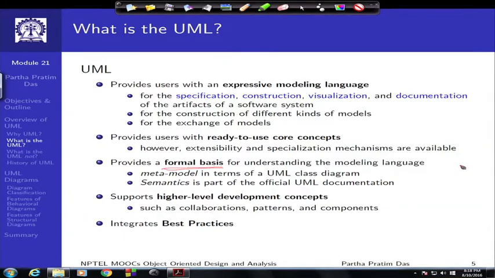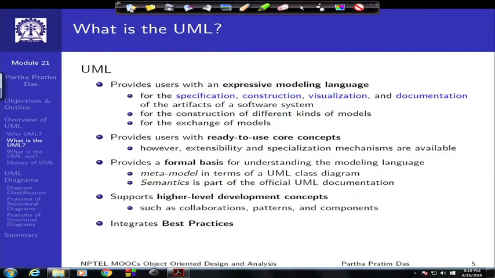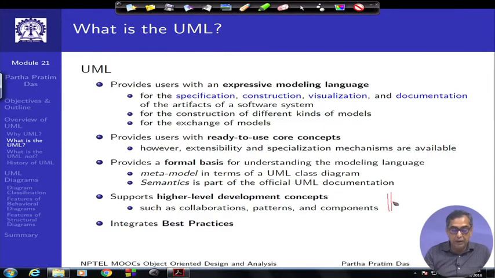Maybe for some of you it may be difficult to understand what a formal basis means. What it means is, though it is a graphical language, it should not be just taken as a pictorial representation. It has a strong mathematical foundation which can be proved to always provide a consistent, correct description of the system. And in that process it uses certain meta models, it uses semantics, which is part of the official UML standard documentation. In addition, on the supportive side, it supports high level development concepts.